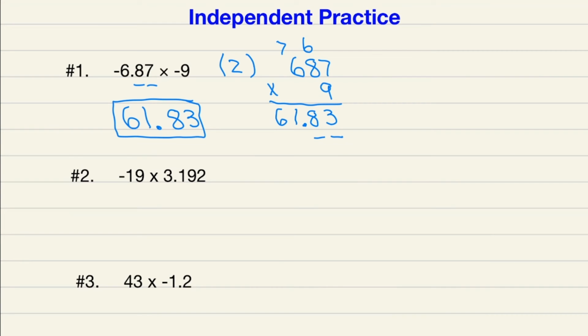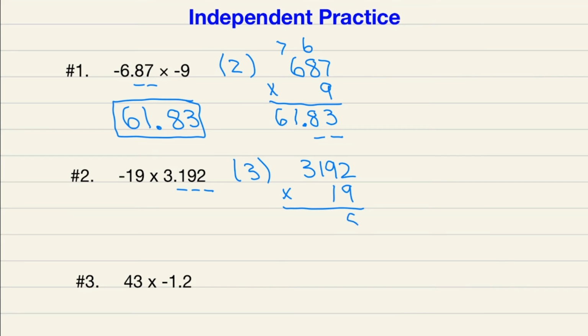19's negative. 3 and 192 thousandths is positive. They have different signs, which means your final answer should be negative. Let's count how many numbers are behind our decimal point. 1, 2, 3. I'm going to put a 3 in parentheses. And again, we're going to multiply. The number with the most digits is going to go up top. So we have 3,192 times 19.